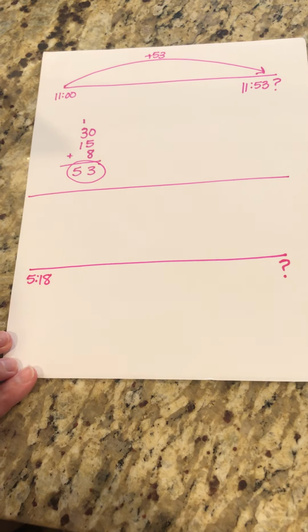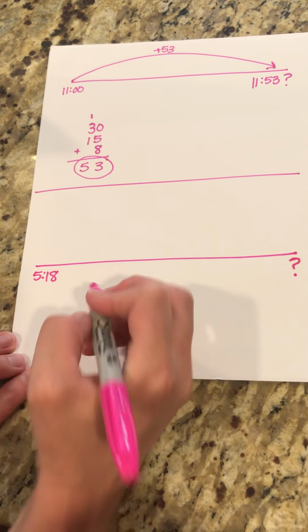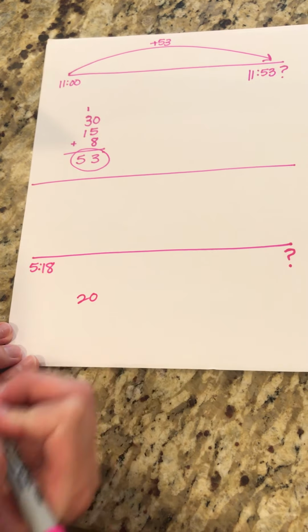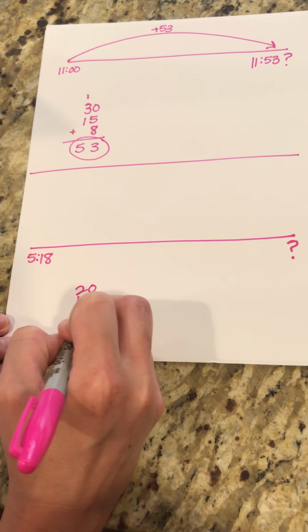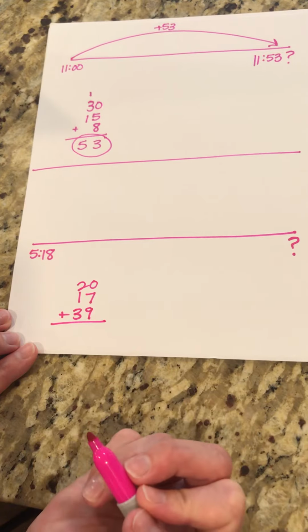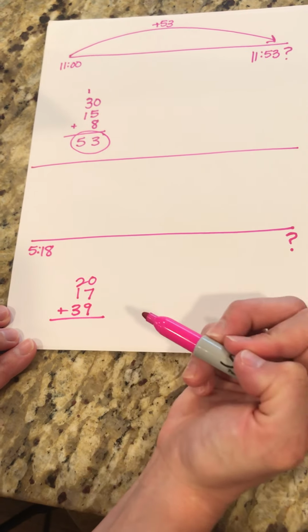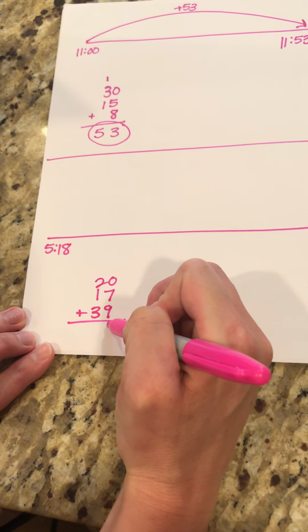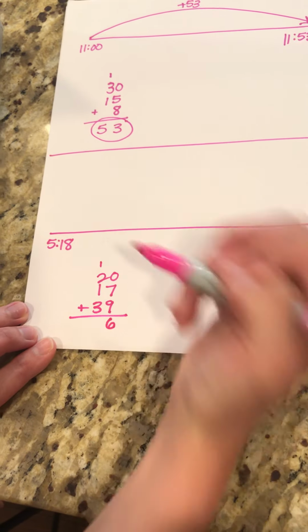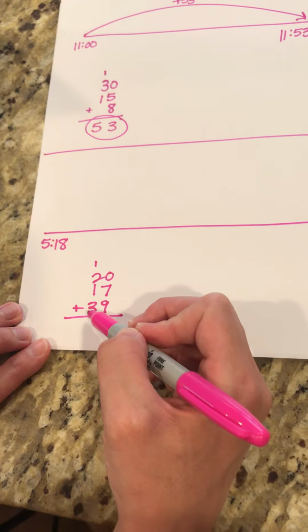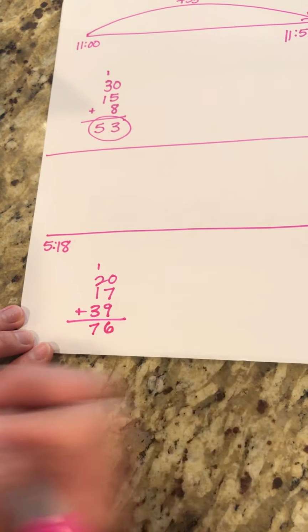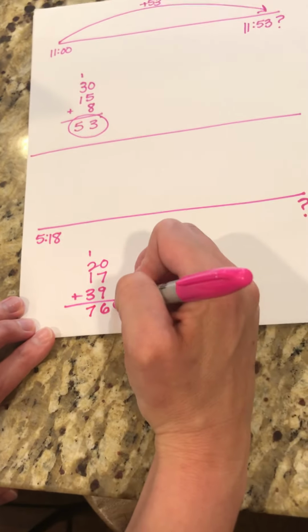Okay, we're going to do the same thing that we did before. We're going to add 20 minutes plus 17 minutes plus 39 minutes. Okay, 9 plus 7 is 16. So 6, carry your 1. 2 plus 1 is 3, plus 1 is 4, plus 3 is 7. So that's a total of 76 minutes.